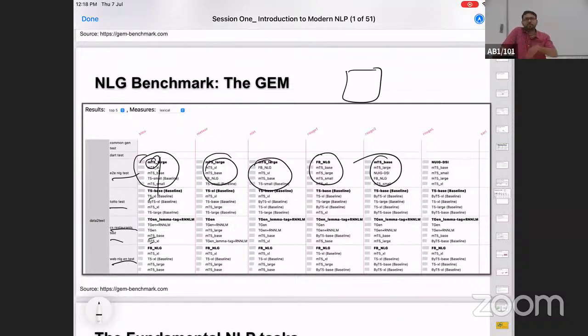Suppose you have not created your own model, but at least you can test with the existing models: how you can run them, how you can fine tune them, and how you can update these leaderboards with the numbers that you are getting, right? So we'll do that at least in today's lab session.